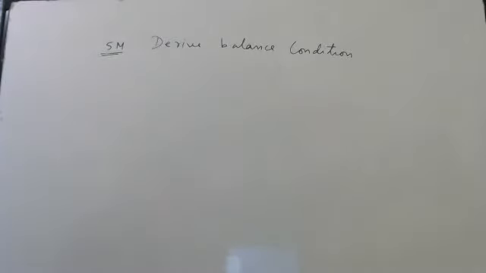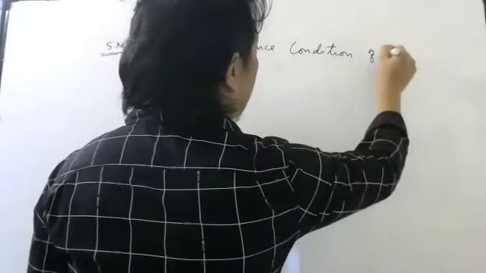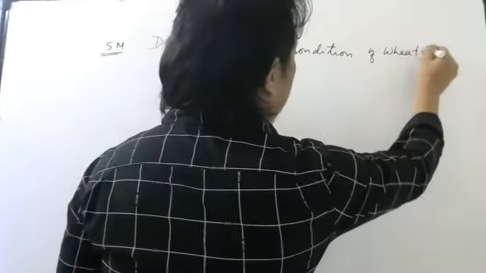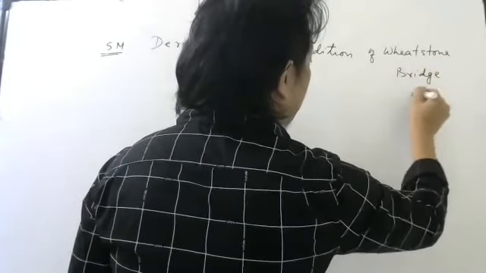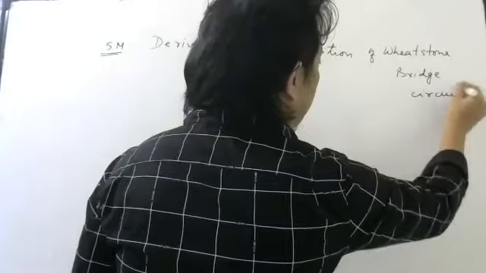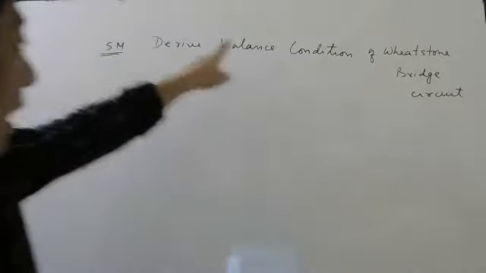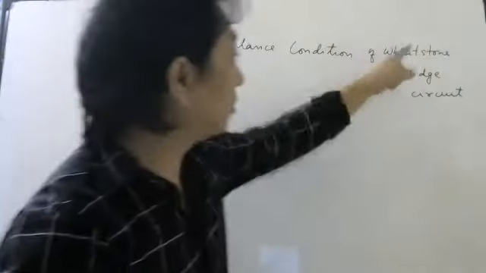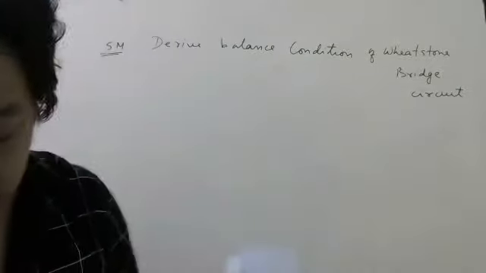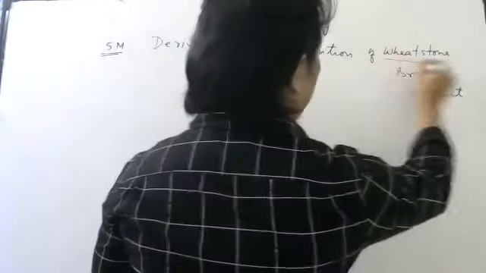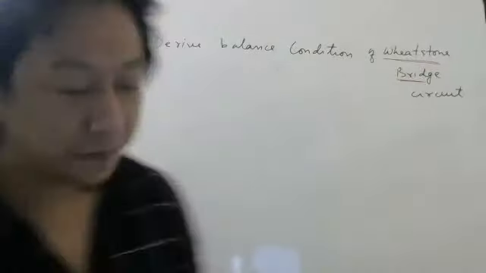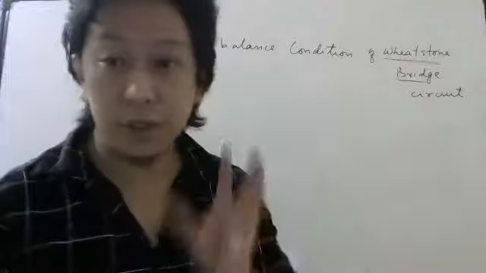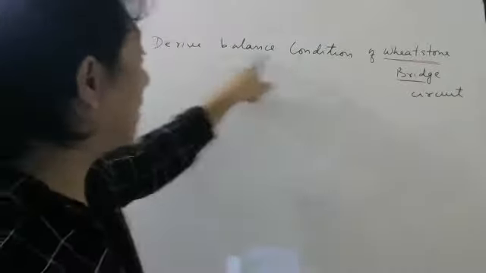So derive balance condition of Wheatstone bridge circuit. So this is a name of a person. Wheatstone bridge. Sorry, Wheatstone is the name of the person. Bridge, I think it is called for some reason which I will explain to you. So it is also called Wheatstone bridge circuit. So we have to derive balance condition.